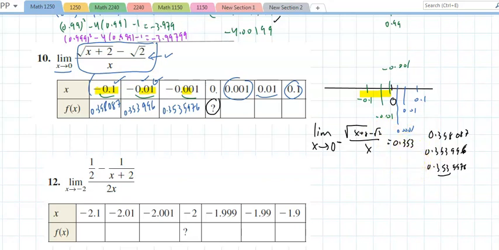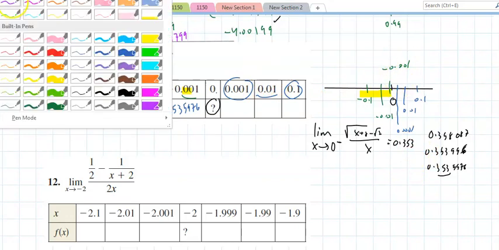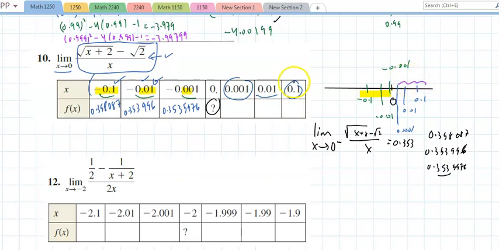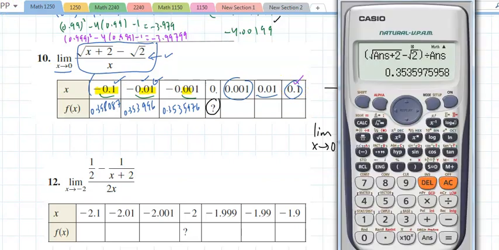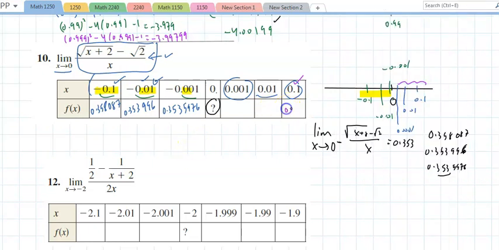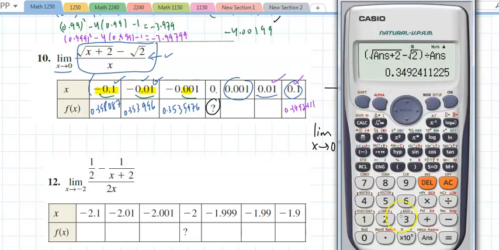Let's see what happened when we pick the points to the right of 0, meaning 0.1. 0.1 is above 0. Again, 0.1, enter, go back once and evaluate, and there it is. It's 0.3492411. Alright, how about if I plug in 0.01? There it is. Go back and evaluate.